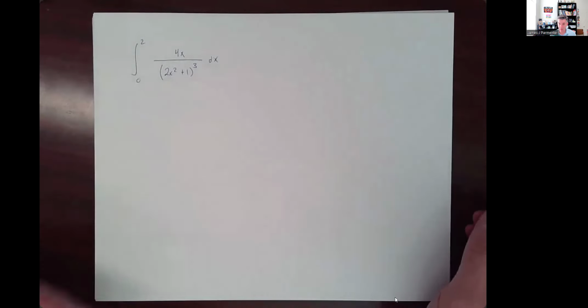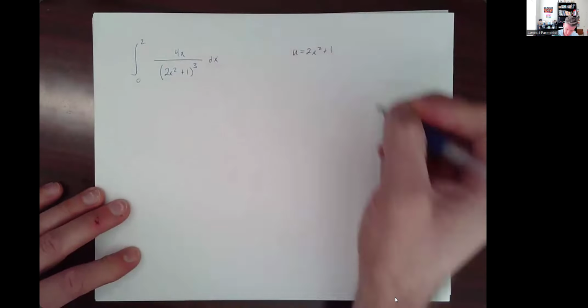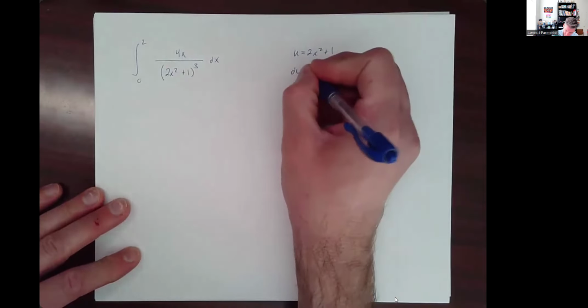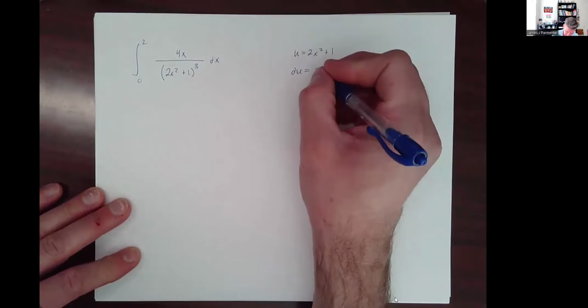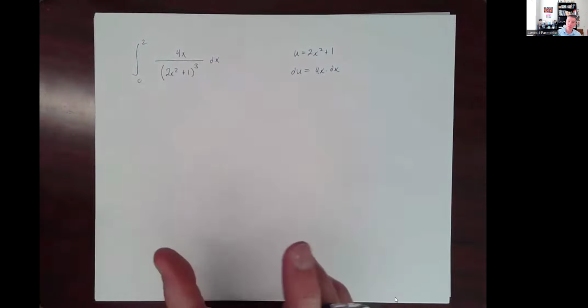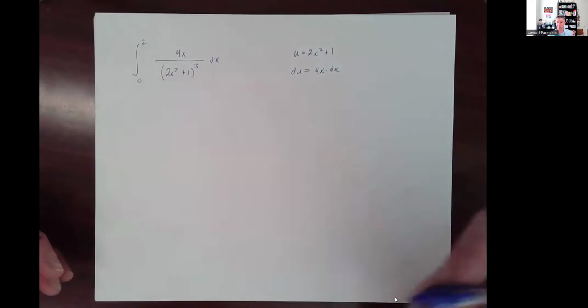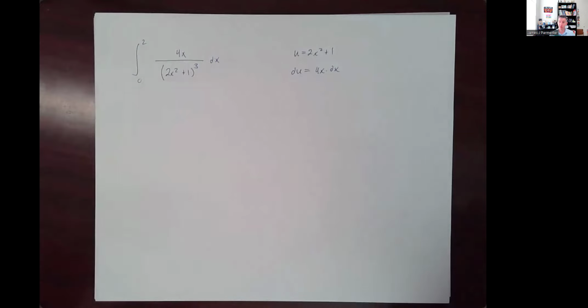It's pretty obvious what it is. We're going to let u equal 2x squared plus 1. Our du is nice and perfect. The derivative of 2x squared plus 1 is 4x, and we slap on the dx. There are two ways to go when it's a definite integral. I'll show you my preferred way first, and then we'll talk about the other example. So the preferred way, I think, is to change your limits of integration.